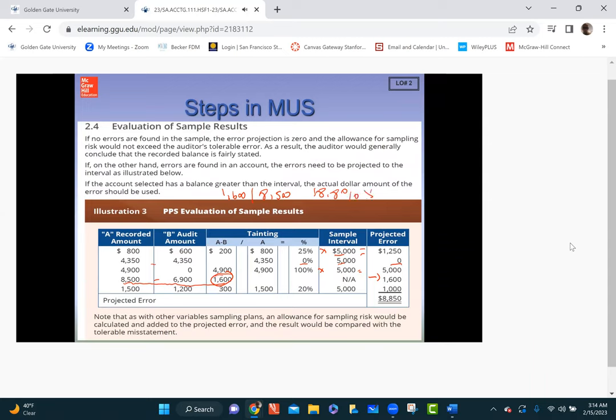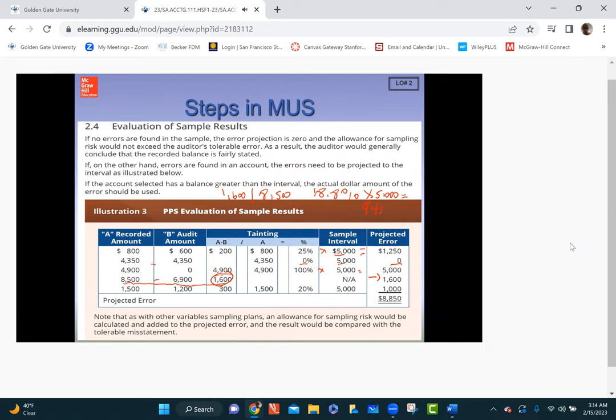Okay, if I then multiply that by the 5,000, don't try this at home, that would give me an error of roughly $941, which is a crazy outcome. I know that there's $1,600 of error in here. So you don't apply the tainting technique when your sample item is bigger than the interval. If it's bigger than the interval, you just calculate the error, and you bring it directly to your projected error column, okay?